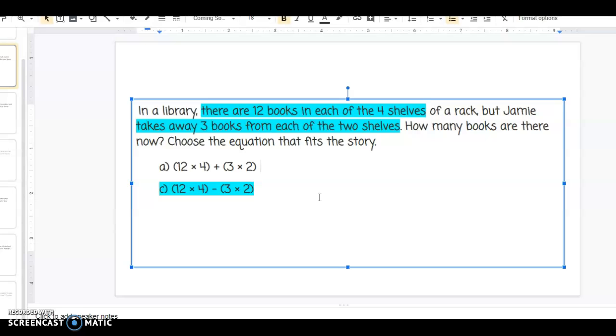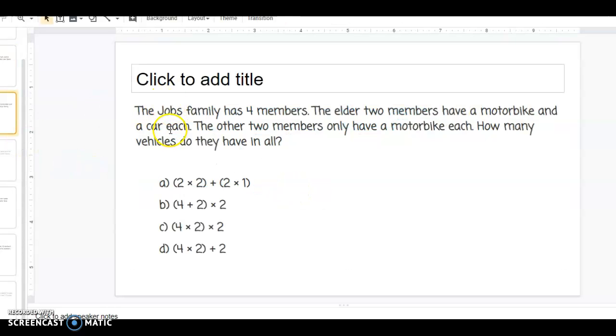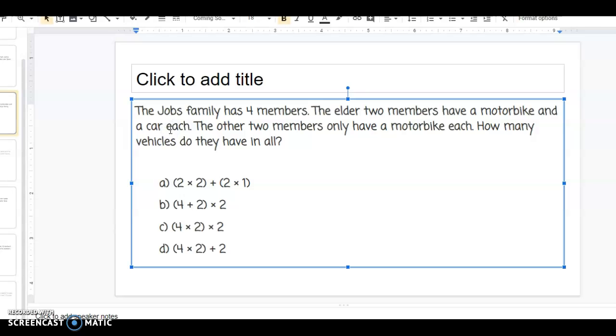All right, we're going to try another one, and then I want you to do one on your own, and we'll go over it together. So we have the Jobs family. It has 4 members. The elder 2 members have a motorbike and a car each. The other 2 members only have a motorbike each. How many vehicles do they have in all?